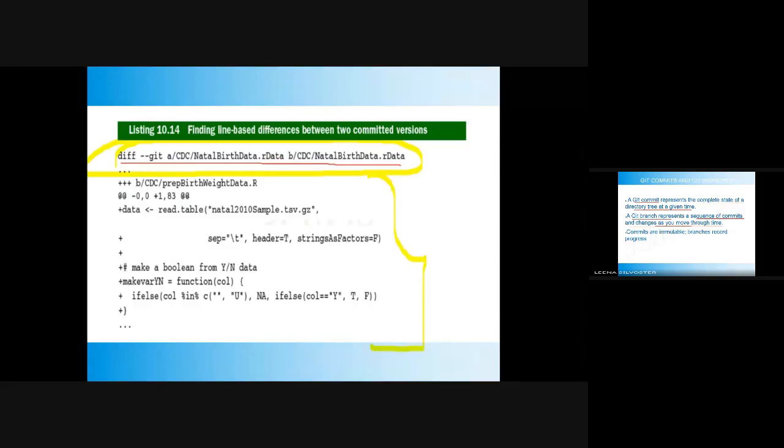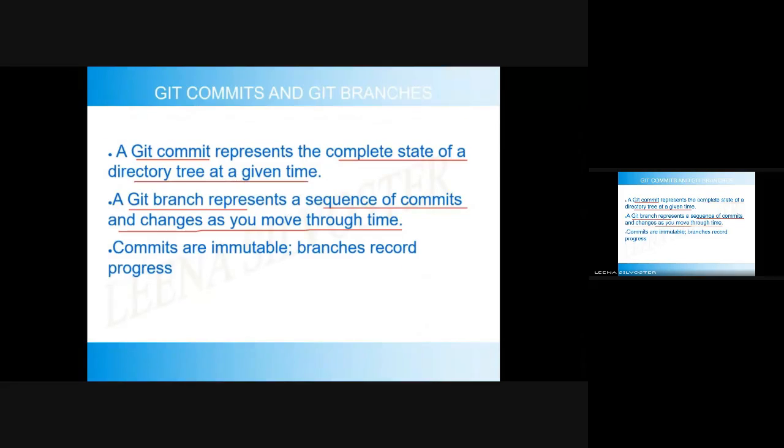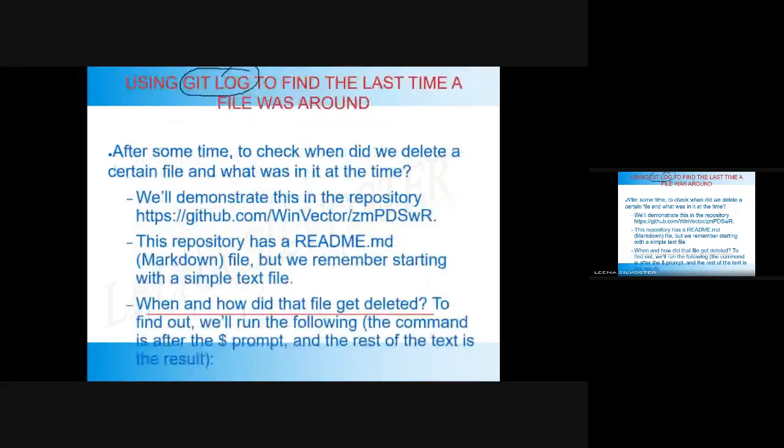Git commit and git branches. A git commit represents a complete state of the directory tree at a given time. A git branch represents a sequence of commits and changes as you move through time. The next is git log.